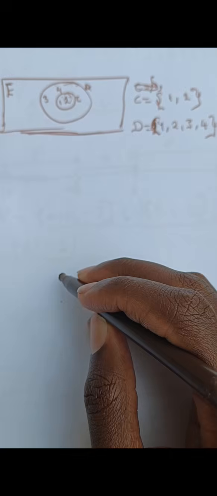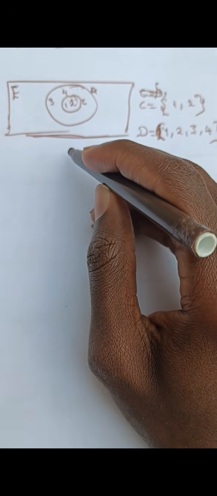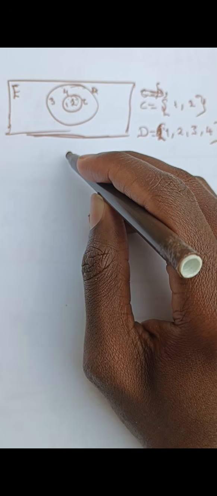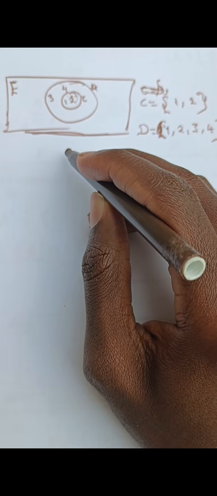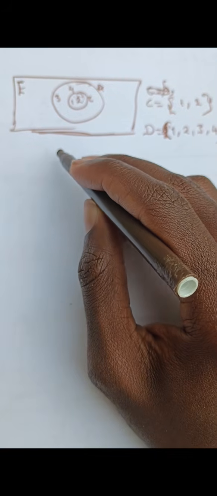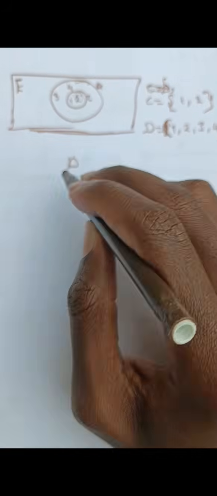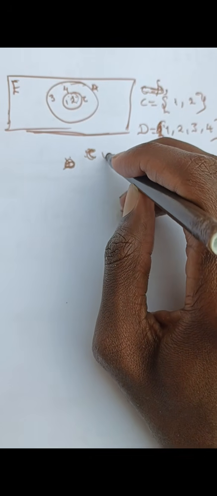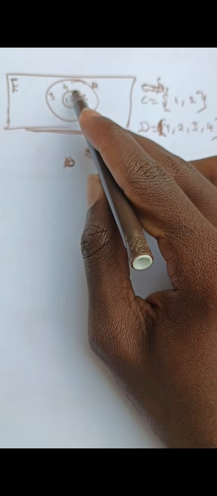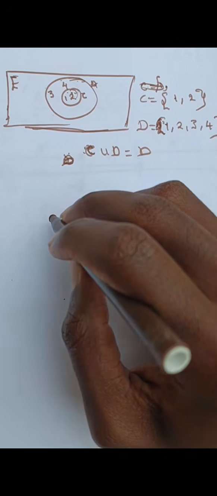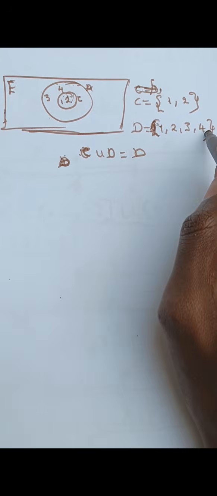Have you seen? This also shows us that when C is a subset of D, the union between C and D will give us what? It will give us D. In case you are wondering, the union between C and D, whereby we unite the values found in C with the values belonging only to D, will give us D. It will give us this set.